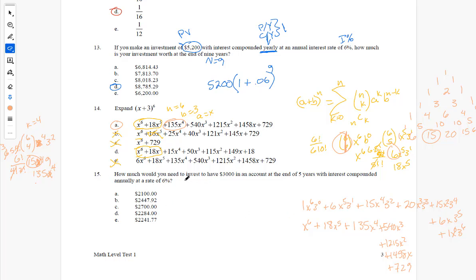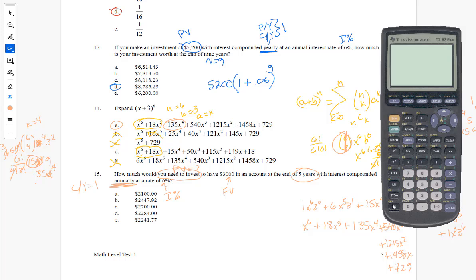How much would you need to invest? So notice the question is PV. That's our question mark. This is our FV at the end of 5 years, and interest is compounded annually. That means C per Y is a 1 at a rate of 6%. That's our annual interest rate. So we get a calculator on this guy.